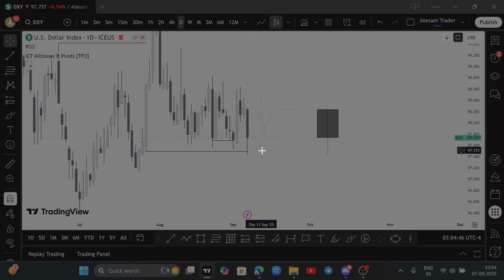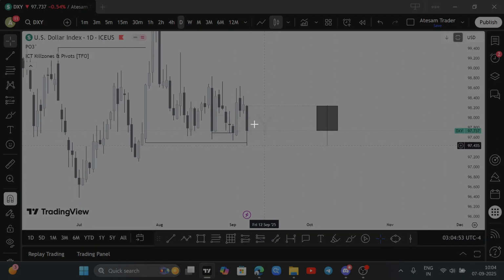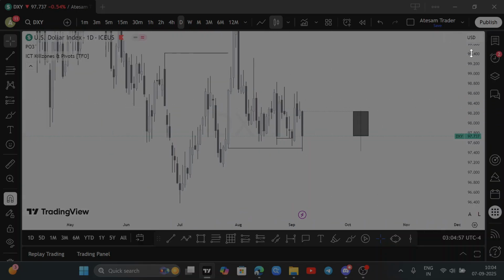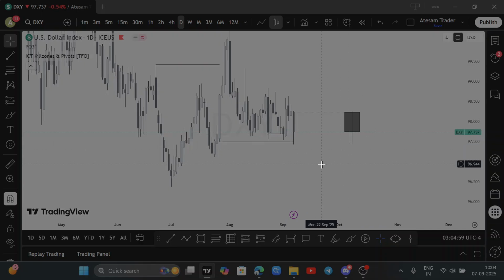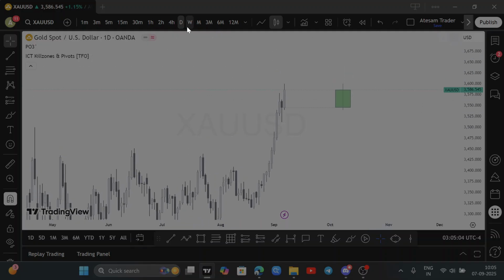Okay, to trade from. We cannot continue. We cannot predict what the market will do, because the bias is not that clear here for the dollar. Okay, so let's see what gold is doing.